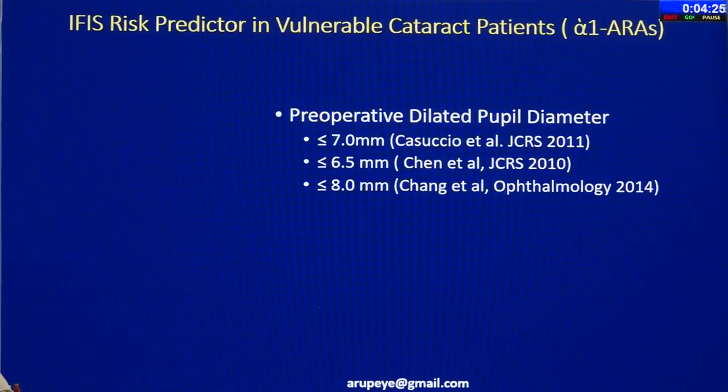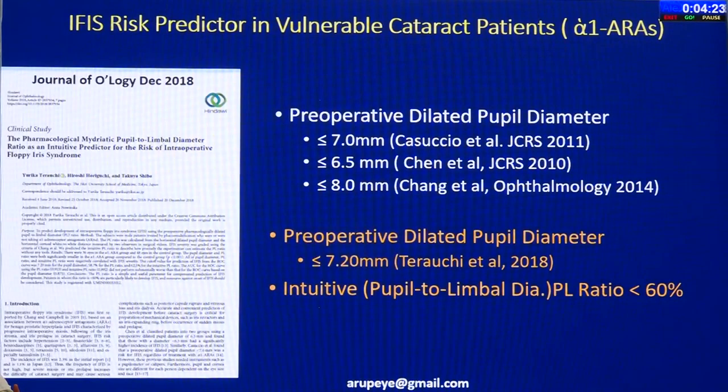Pre-op dilated pupil diameter. Say, for example, studies have shown that if your pupil doesn't dilate beyond 8 millimeters or 6 or 7 millimeters or 6.5 millimeters, they become IFIS candidates. So it is very cumbersome. You keep the patient waiting in the OP to dilate and measure it. And the measurement protocol also is quite cumbersome. So I use the intuitive pupil to limbal diameter.